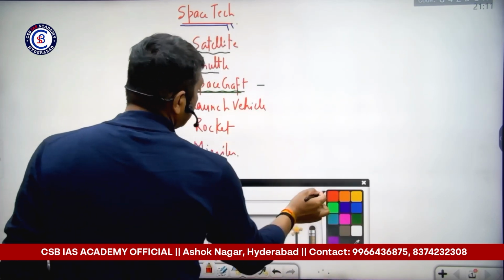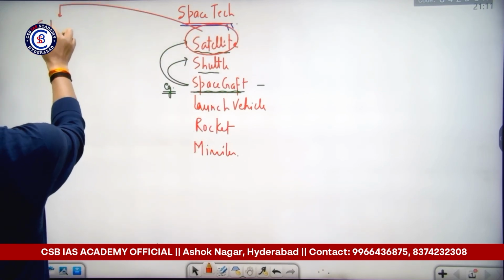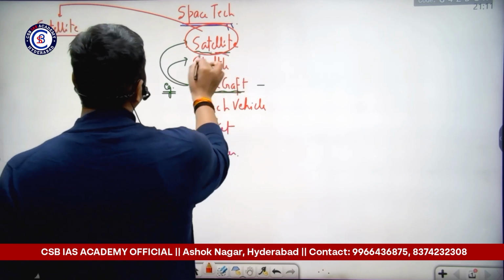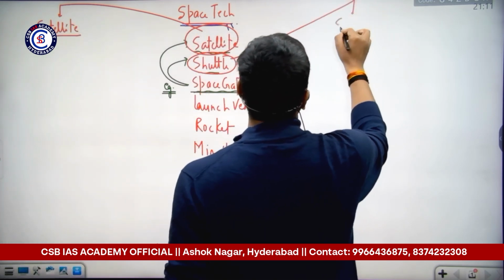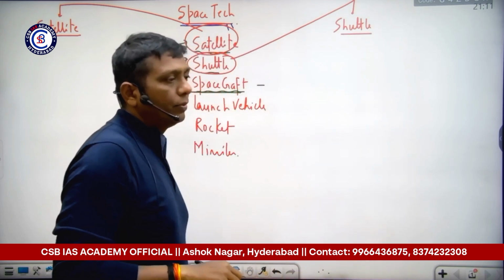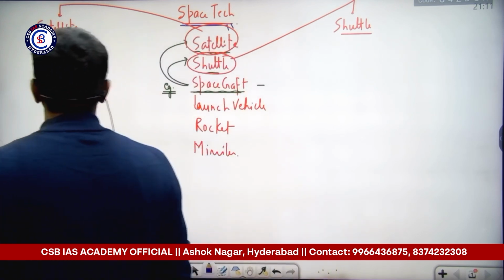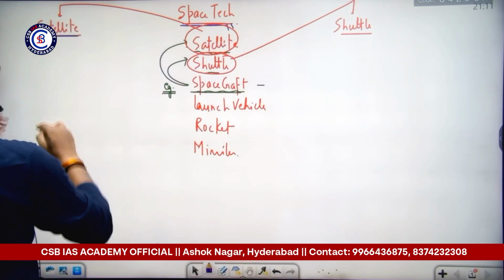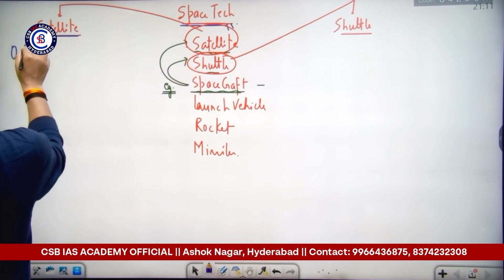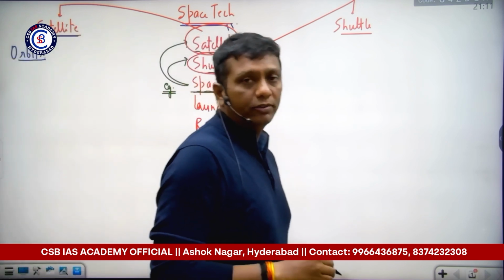So what about the satellites? Come here. What about satellites? On the other side I will explain what the shuttle is. Both are spacecraft, but both have some differences. You just see here, guys. A satellite is a kind of spacecraft, and a satellite is always defined in respect of orbits.